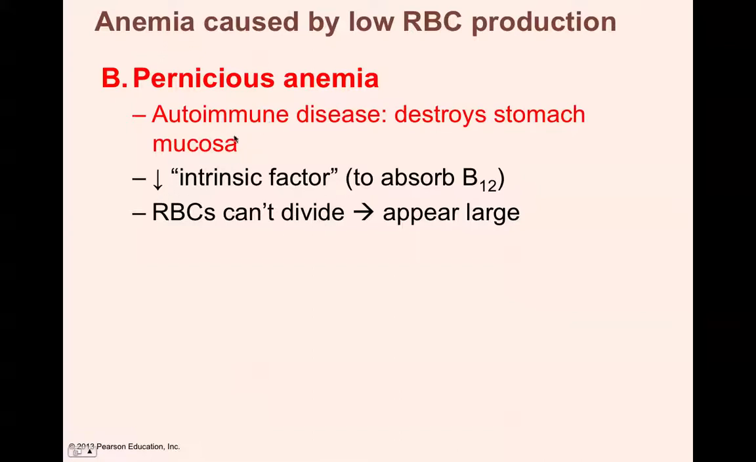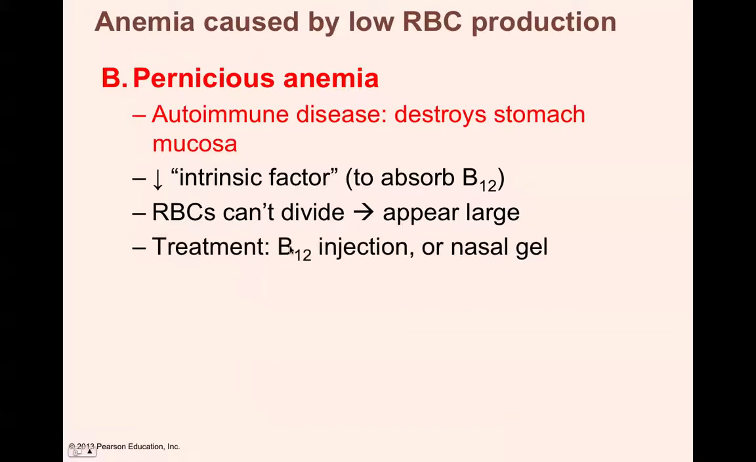So regardless of the cause, whether it's alcoholism or the autoimmune disease, when this intrinsic factor is not made by the stomach, the person cannot absorb vitamin B12. Now, the red blood cells on the microscope will look very large because the red blood cells can't divide. What is the treatment? They would actually be given vitamin B12 per injection or a nasal gel, because remember, giving it to them orally is not going to do any good because the stomach lining is not normal.